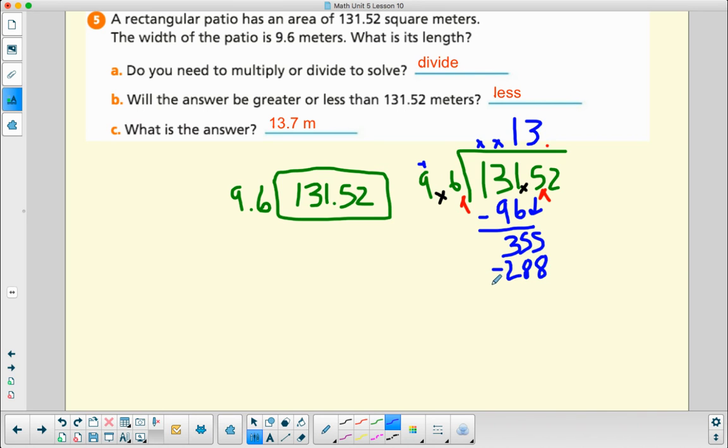As I subtract, again, I can count up. Up 2 would be 290. Up 10 more would be 300. And then 55 more. So 55, 10, and 2 is 67. Less than 96, so I'm good to go. Bring down my 2.